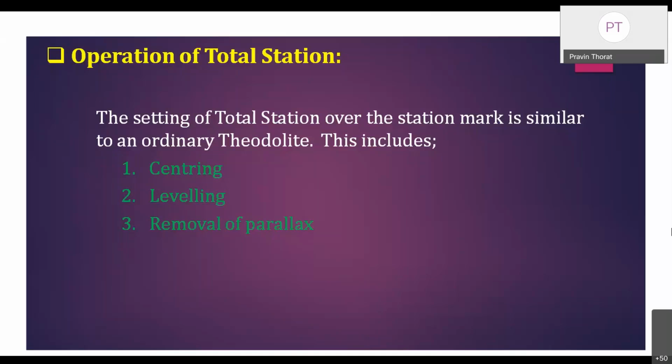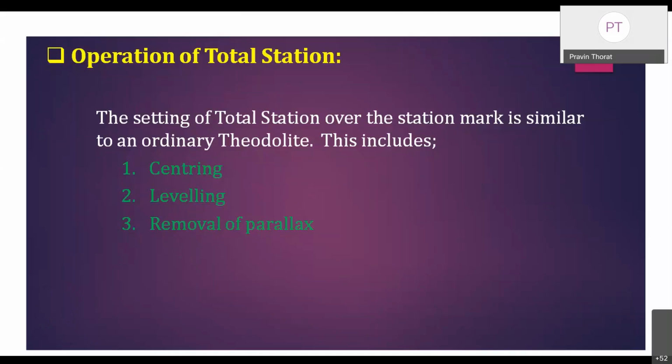Then we have to do the third operation, that is removal of parallax. Removal of parallax can be done by rotating the eyepiece knob clockwise or anti-clockwise to find the clear image of the object. So these 3 actions have to be done while doing any type of total station survey.